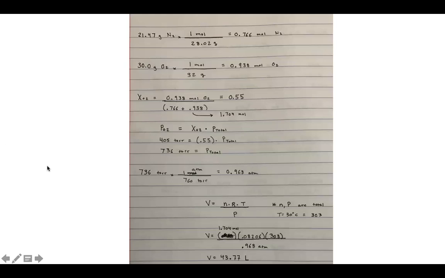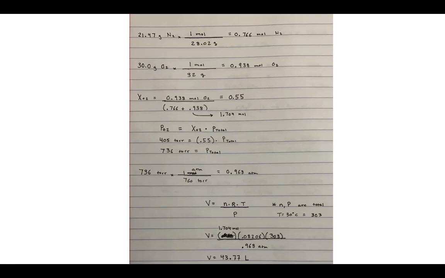Okay. And so this is actually a pretty long problem. And so one thing I would say is whenever you get grams of gas particles, we don't really use grams in this chapter very often. And so whenever you get, for example, 21 grams of nitrogen and 30 grams of oxygen, your first step should probably be to convert those to moles, because we can use moles in a lot more ways, okay?